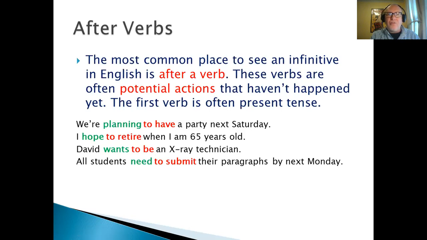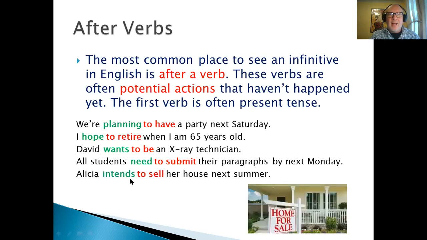All students need to submit their paragraph by next Monday. And again, I don't need will, just need to. Alicia intends to sell her house next summer. Again, the first verb is simple present or present continuous. The second verb is infinitive. So I don't need will or going to for these sentences. It's not necessary. I already have a future verb with the infinitive. The infinitive is about a potential action in the future. A potential action in the future.